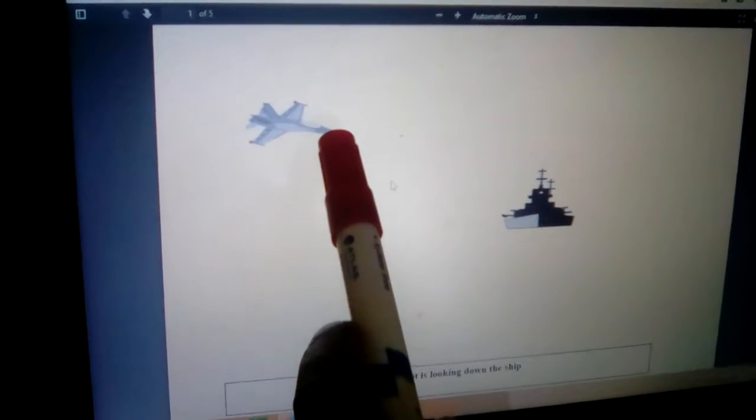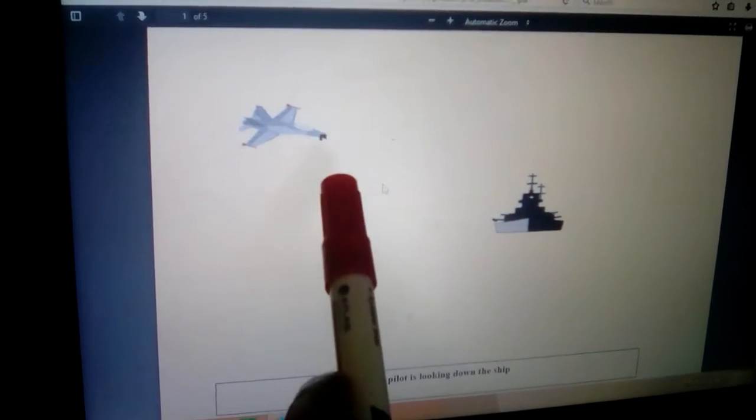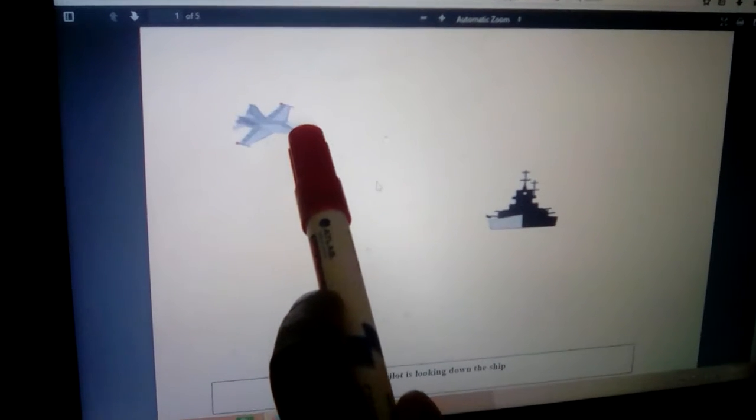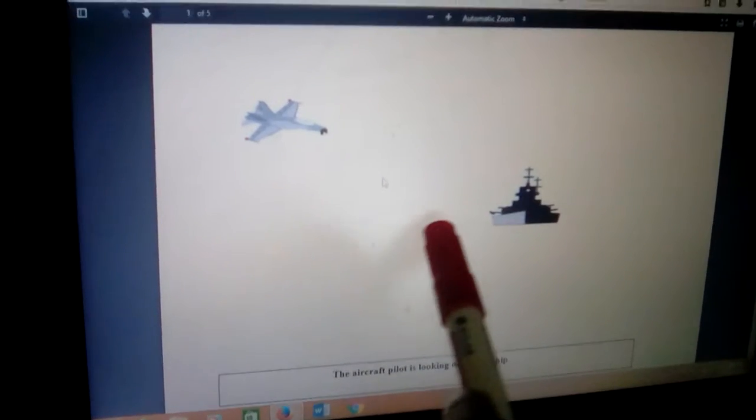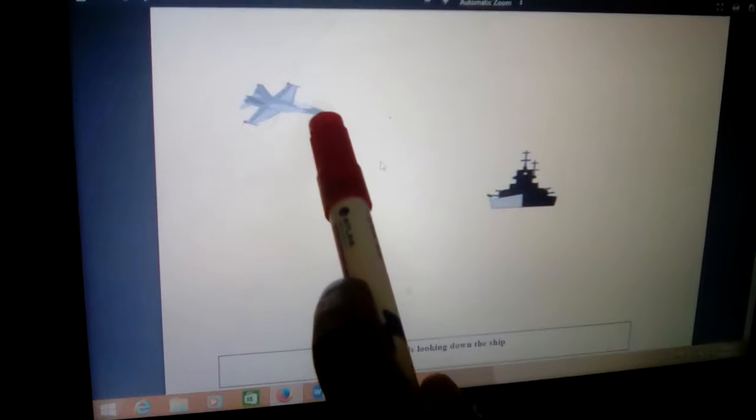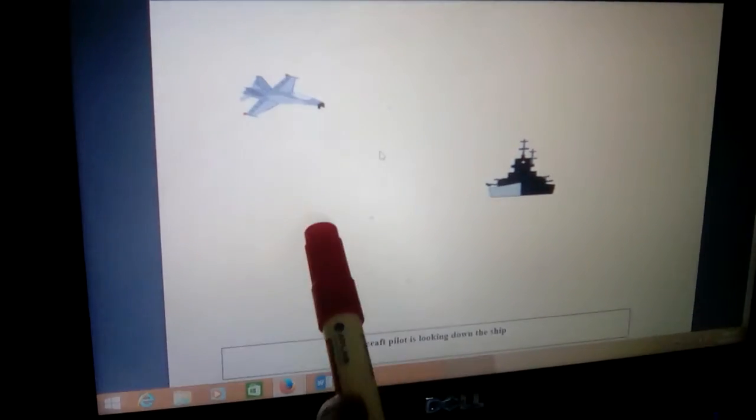Now the problem is, if the pilot's eye is at an angle of depression of 50 degrees, and if the line of sight from the pilot's eye to the ship is 1,000 feet, then what is the horizontal distance from the ship to the place just below the aircraft, and also what is the height of the aircraft above the water surface? So this is how we are going to solve this problem.